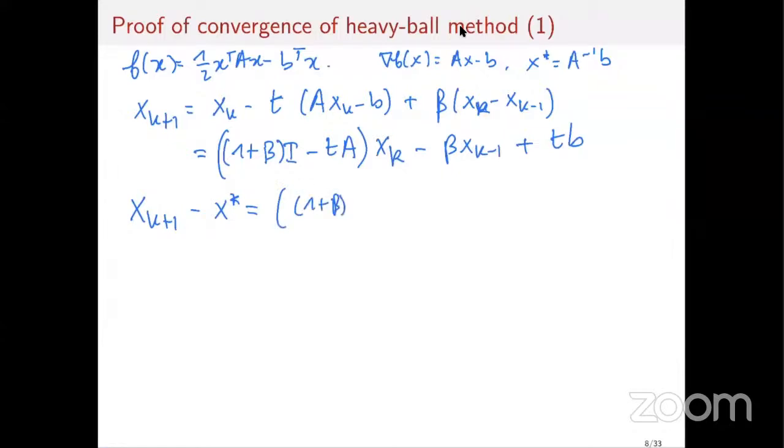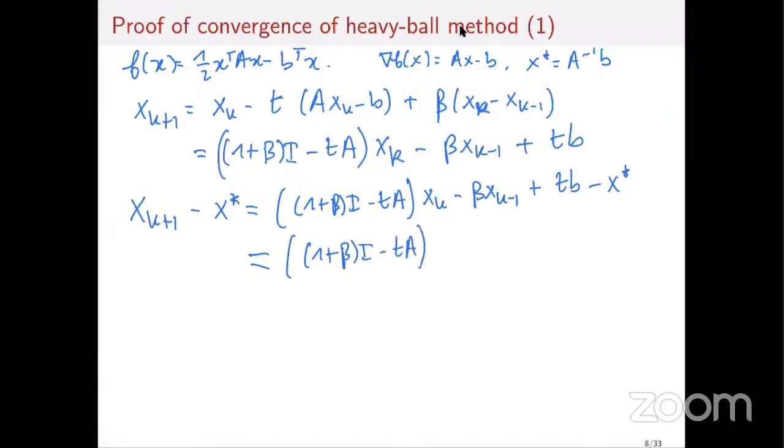So that's (1 plus beta) identity minus tA times xk minus beta xk minus 1 plus tb minus x star. Okay. And now we do something that is usual, because x star is actually a fixed point of the equation. If you want, it's the equilibrium of my dynamical system. What you can show, and this is a simple calculation, is that this is equal to (1 plus beta) identity minus tA times xk minus x star minus beta times xk minus 1 minus x star.